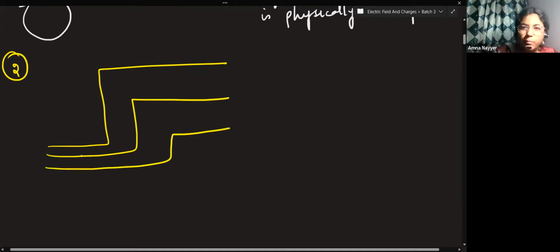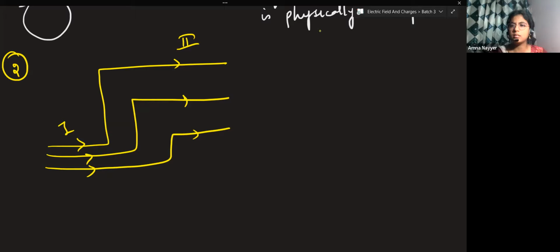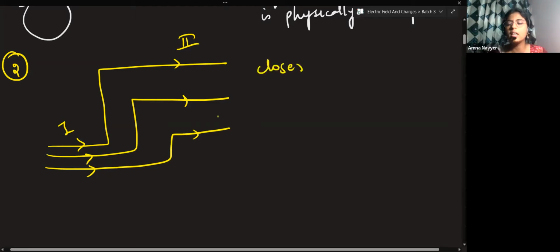it means at one point electric field lines are together, at the other point electric field lines are far apart from each other in this manner. Let's say this is region 1, let's say this is region 2. These are electric field lines, these are curves. Electric field lines are closer in region 1 and far apart in region 2.